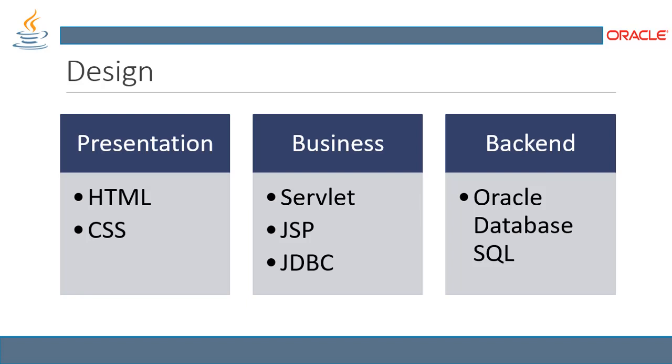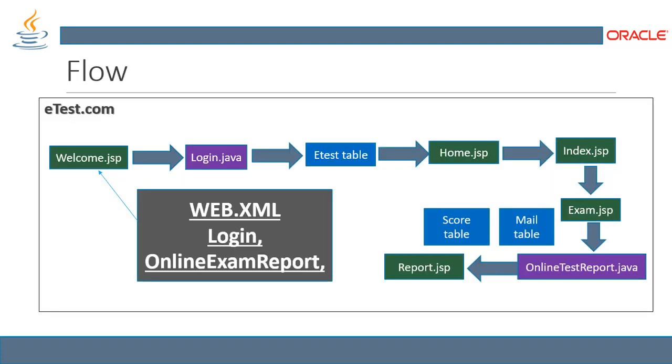Let's divide this application into three parts: presentation logic, business logic, and the backend logic. In the presentation, we are going to implement the user interface with the help of HTML, CSS, and JavaScript. For business, we are going to use Servlet, JSP, Java Server Pages, and JDBC to connect to the database. For the backend, we are going to use Oracle Express Edition database server and access it with SQL statements.